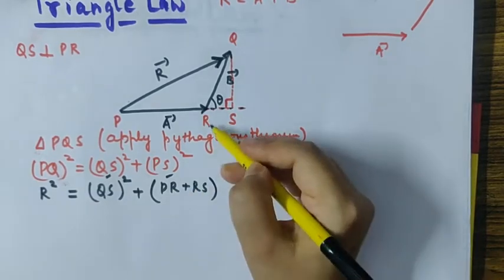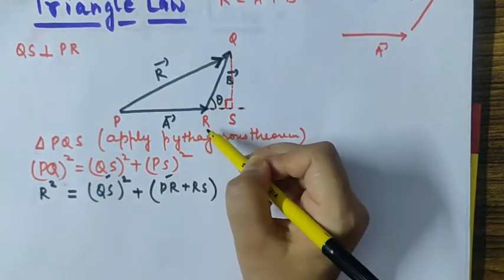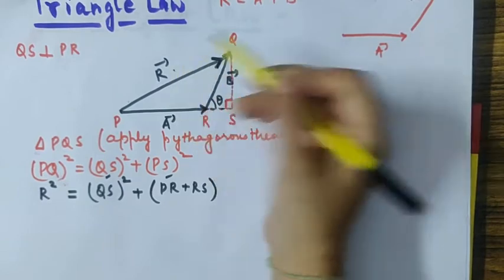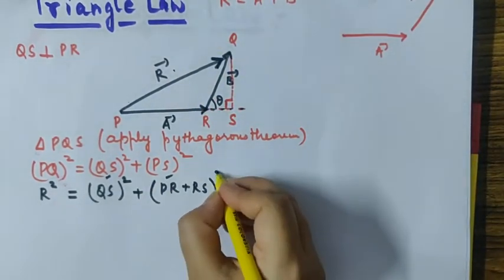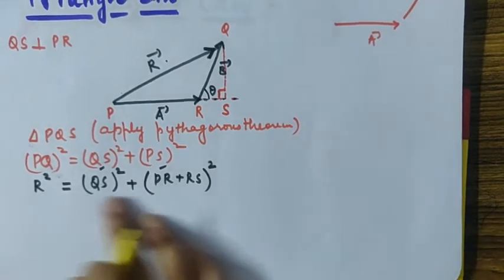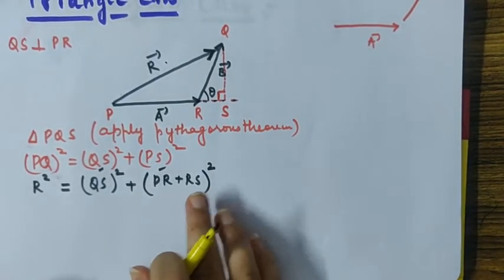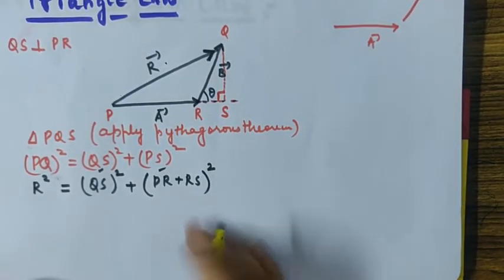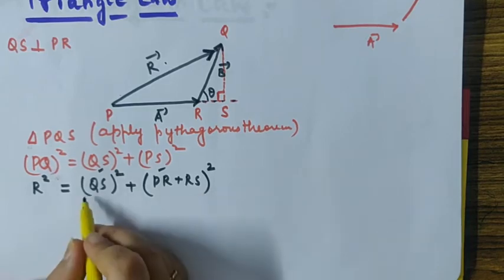Now see children, this R and this R is different. This is just a symbol for the line. This is resultant. So find out the possible difference between those. Then this is QS square, PR square, RS square. I need to find out the value of RS because it is the new term, and QS also.